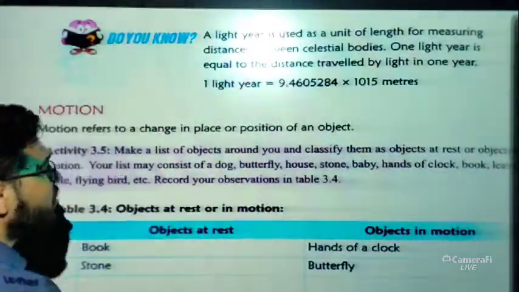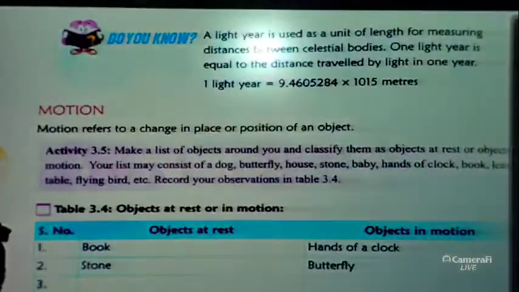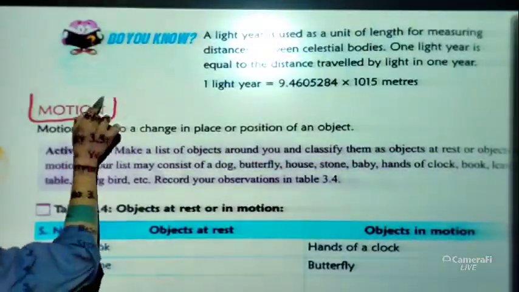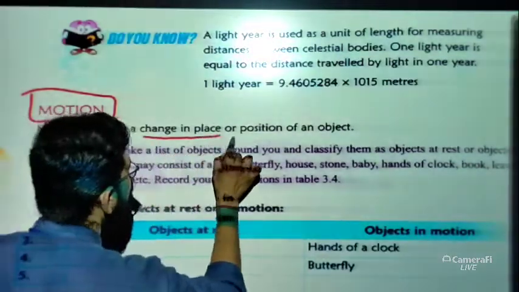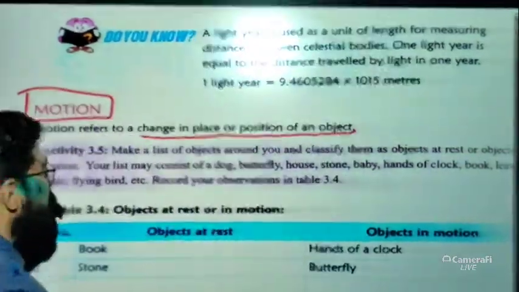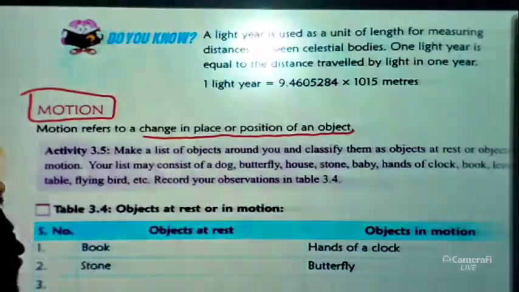Now students, today we are going to discuss a very important portion. This is the last portion of the chapter, which is motion. So let us discuss motion. What is the definition of motion? Basically, motion refers to a change in place or position of an object.